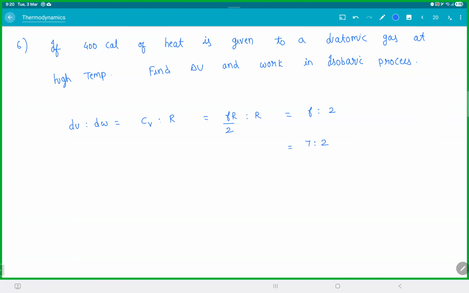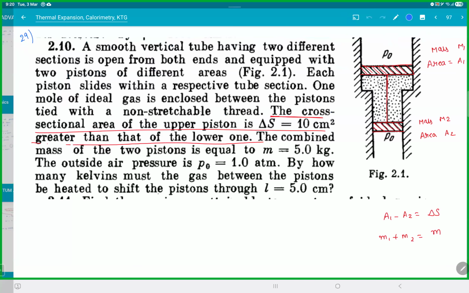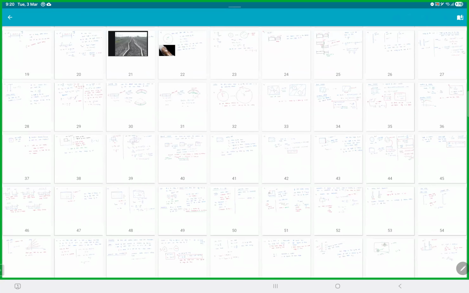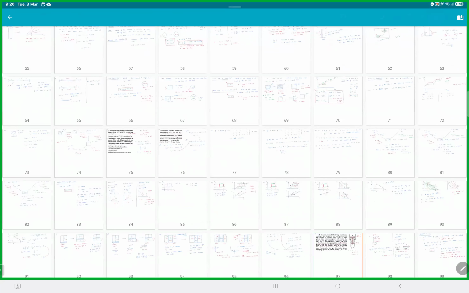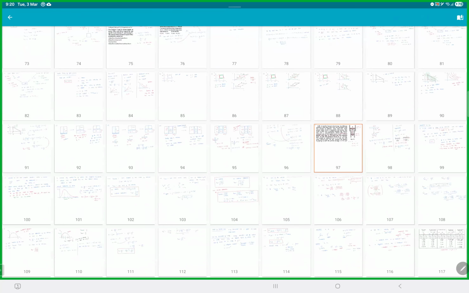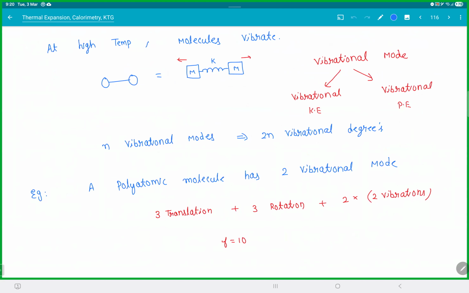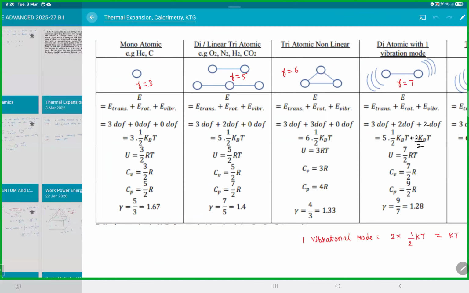You guys remember that? In KTG, I gave you that full table. Do you remember this table? At high temperature, you'll have extra 2 degrees of freedom. So at high temperature, f becomes 7 for a diatomic gas. You have 3 translation, 2 rotation, and 2 vibrational degrees of freedom. So be careful with that.